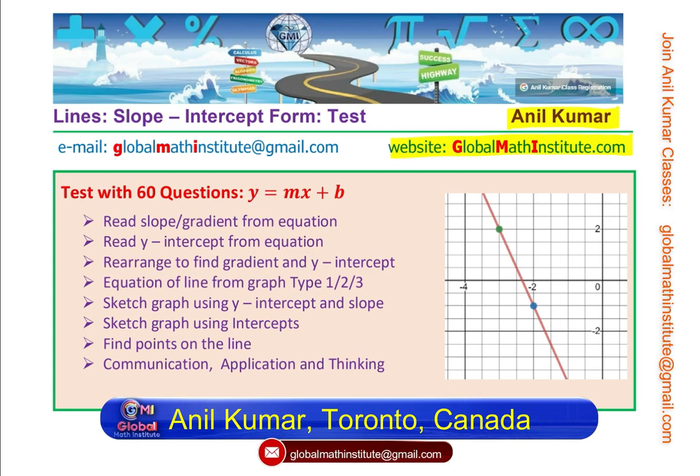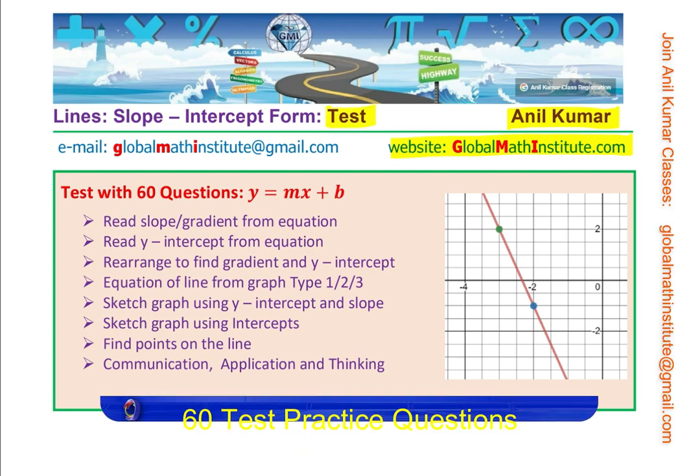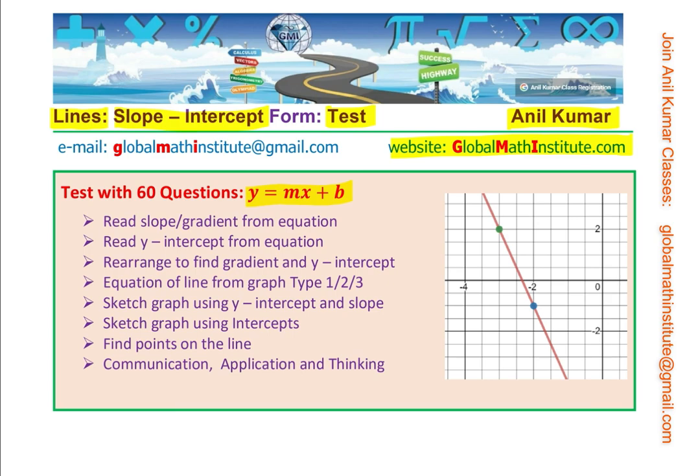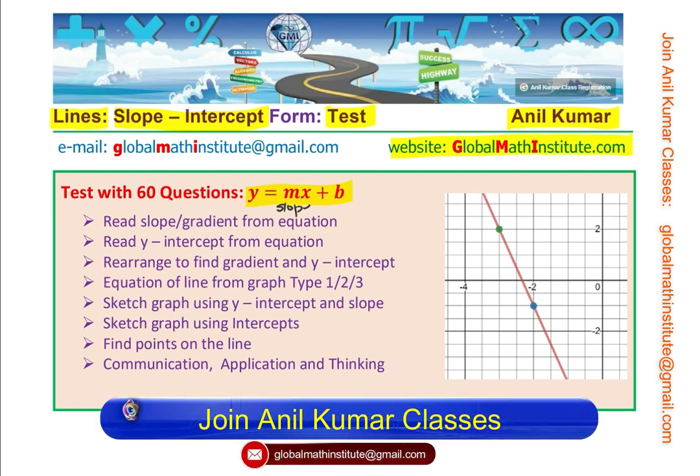In this video, we have a complete test paper on equation of lines, slope-intercept form. Slope-intercept form is written as y equals mx plus b, where m is the slope, right? And b is the y-intercept.